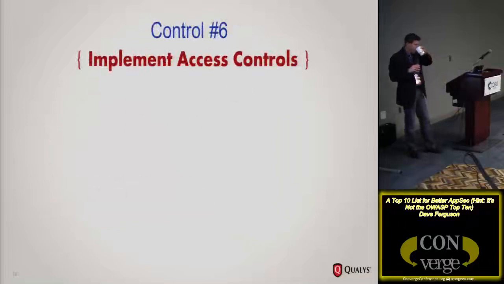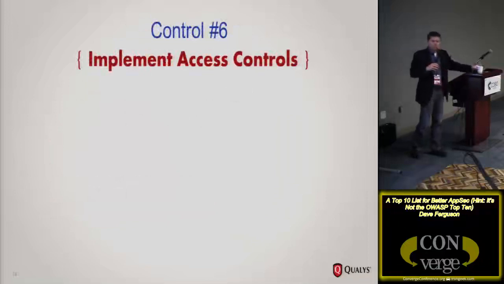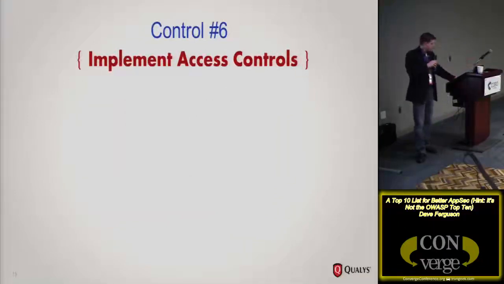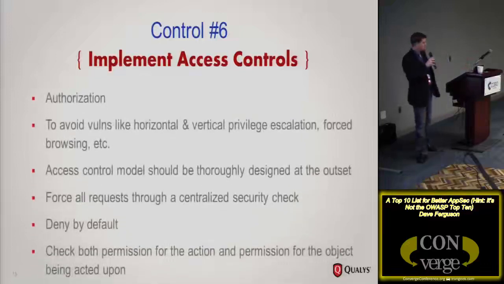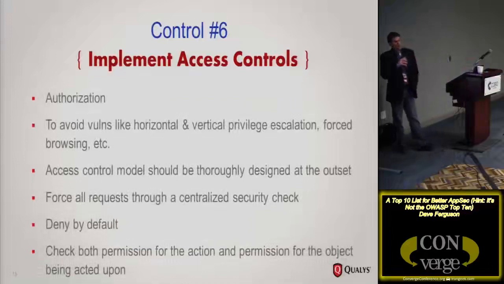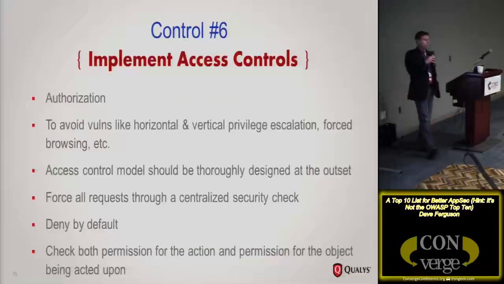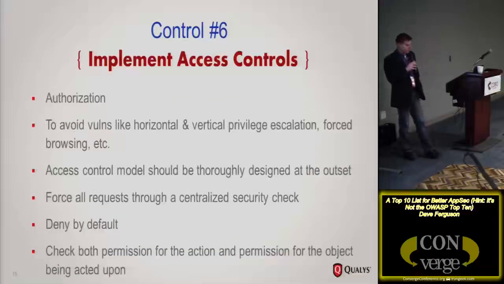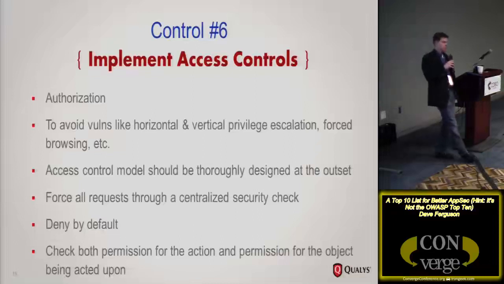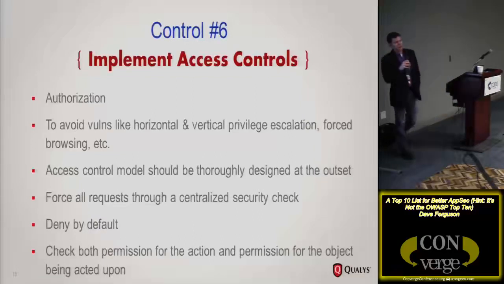Implement access controls. All right, so control number 6 is implementing access controls. So what we're really talking about here is authorization. Authorization, of course, different than authentication. Authorization is enforcing permissions on entities that have already been authenticated.